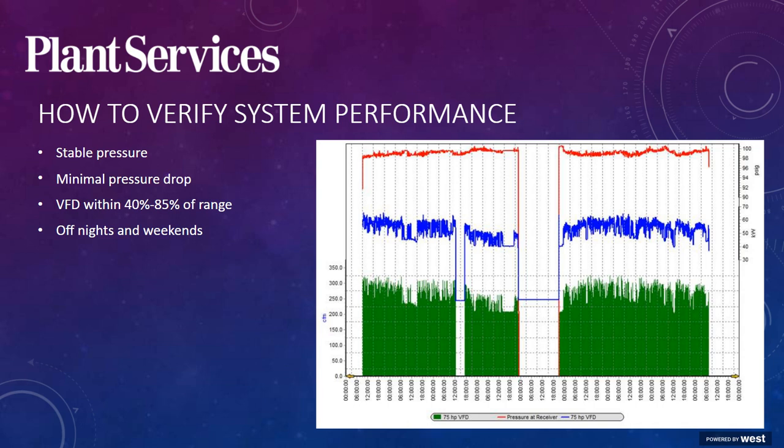You'll also definitely need to evaluate with your compressed air auditor how you can integrate your compressors, new, old, or any combination thereof, with a master controller.